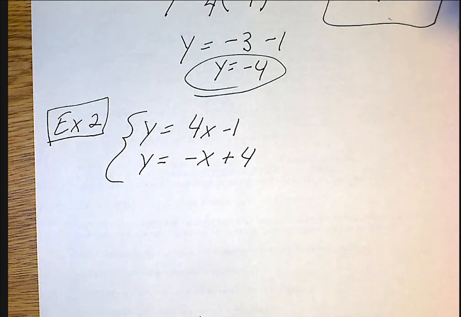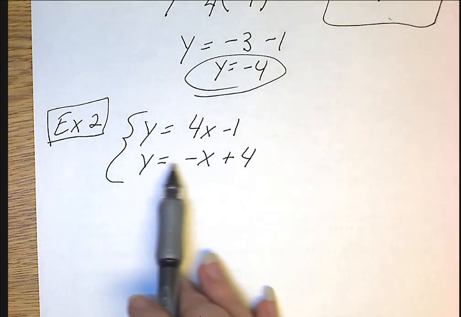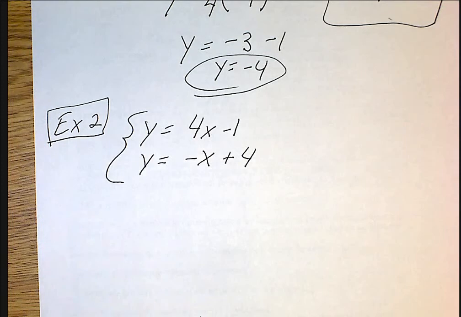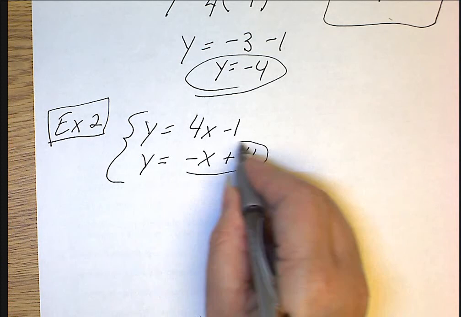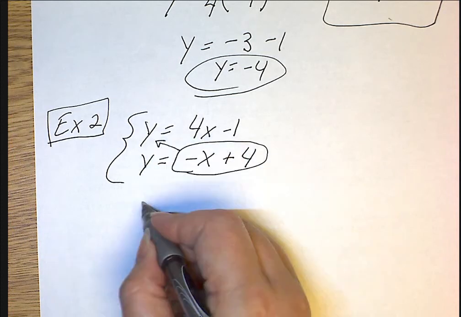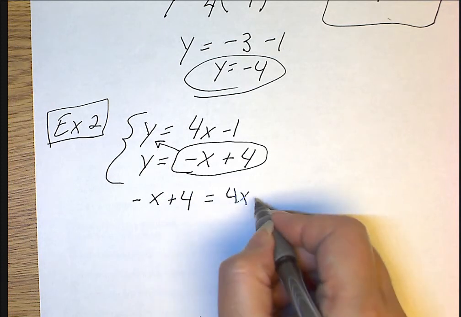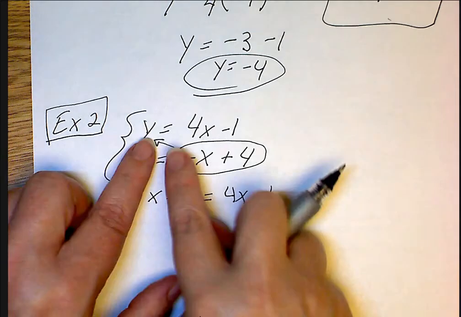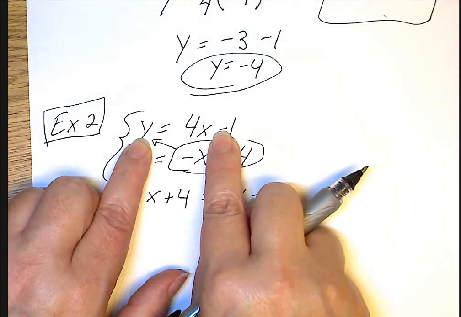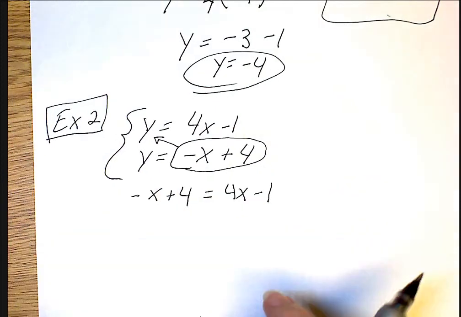So Riley, what could I do if y equals 4x minus 1 and y equals -x plus 4? What could we say? -x plus 4 equals 4x minus 1. Okay, so what you're doing is you're substituting this in for there, and that is right. So you have -x plus 4 is equal to 4x minus 1. This said y equals this, and it said y equals this. So that means these two equal each other.